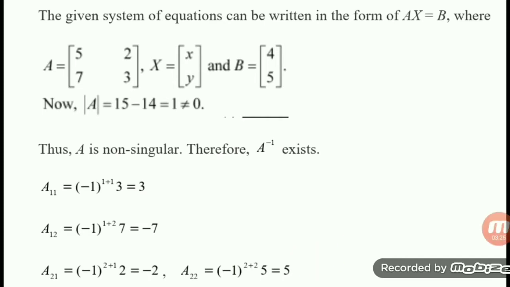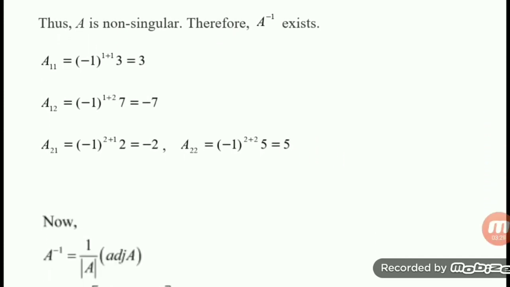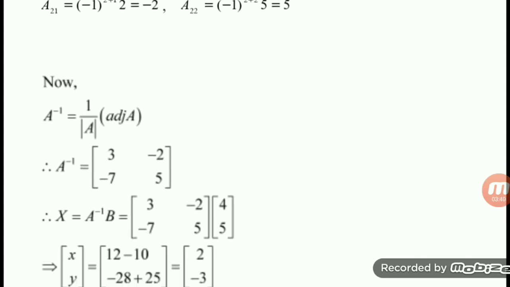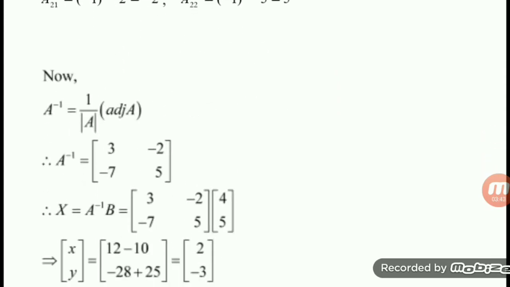Now let us write down the adjoint. The adjoint is the transpose of the cofactors. A11 and A12 we write in column form, and the other two in the second column. So the adjoint of A is 3, minus 2, minus 7, 5. And the determinant of A is 1, so 1 by 1 is 1. That means the value of A inverse is 3, minus 2, minus 7, 5.